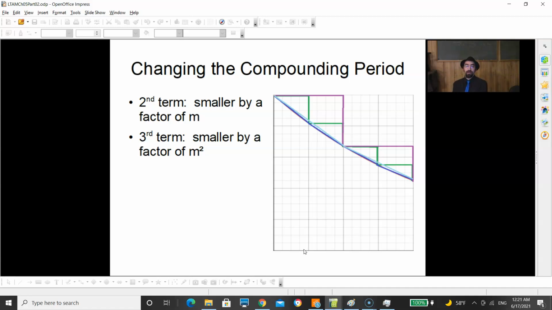Now, most of the time, when they ask about Woolhouse's formula on the LTAM, they're not going to ask you to compare a fully discrete annuity to a fully continuous annuity. They'll ask you to compare a fully discrete annuity to another discrete annuity with a faster compounding period. And so if I wanted to compare the continuous annuity to the discrete annuities, right?